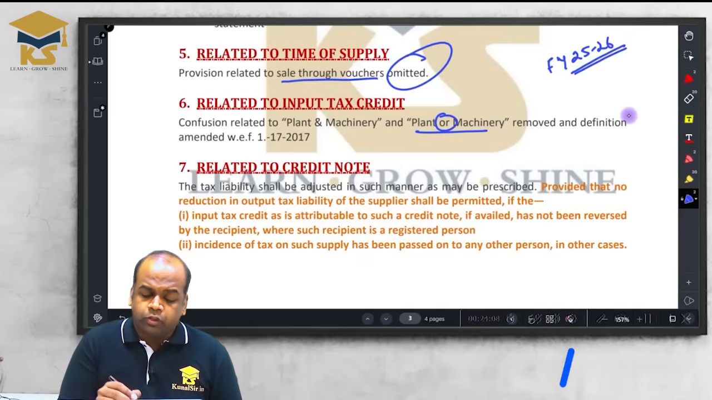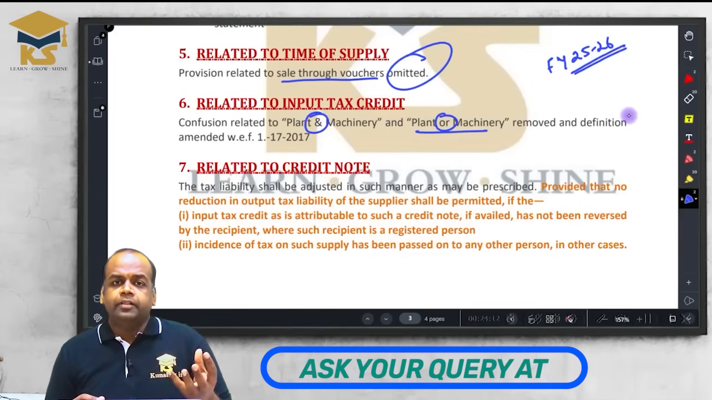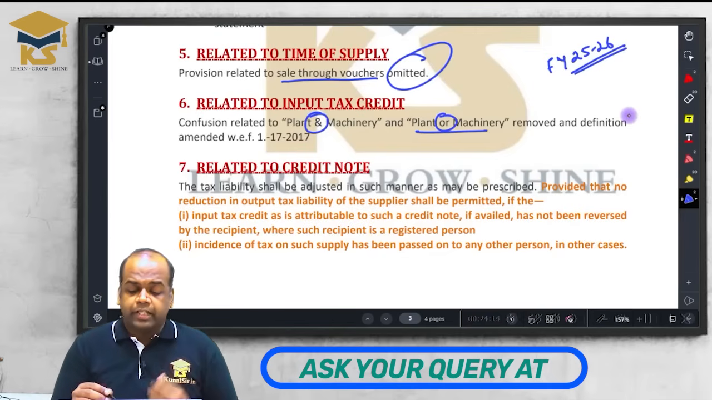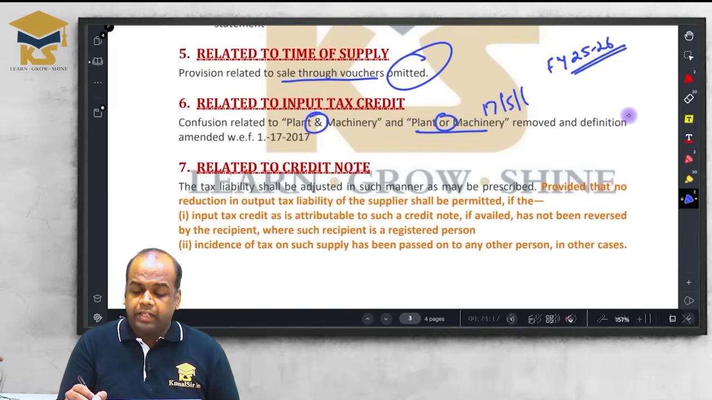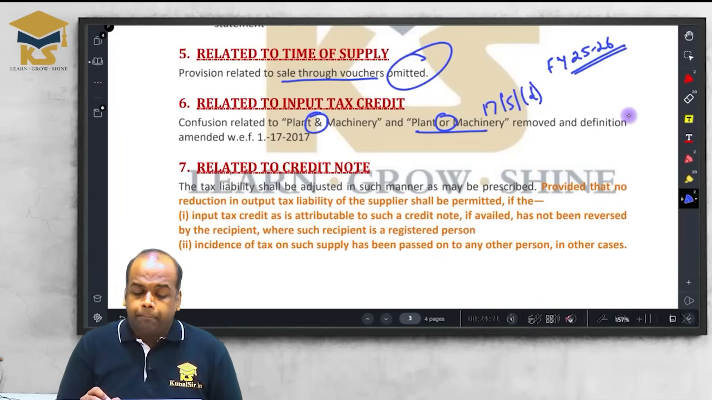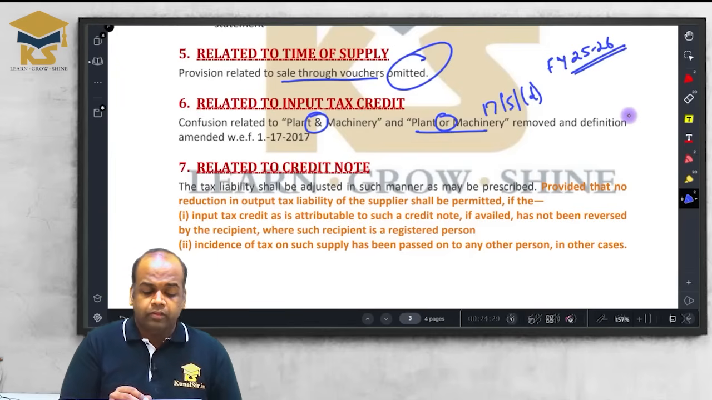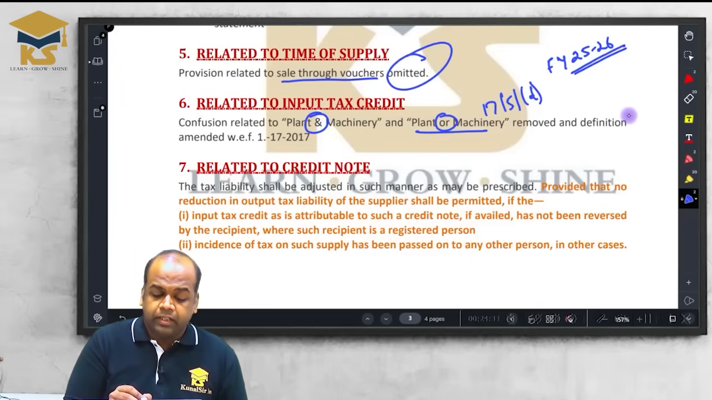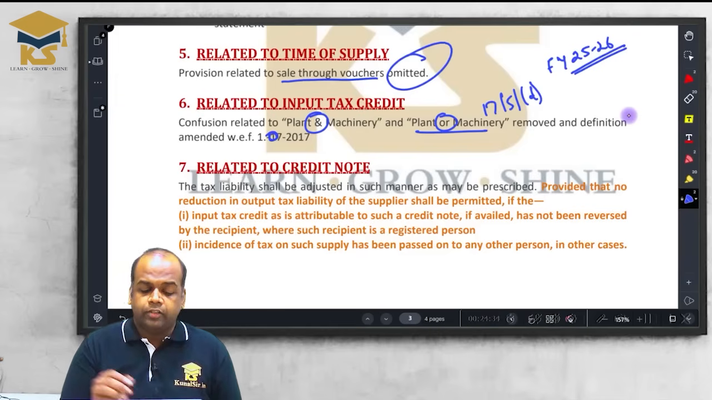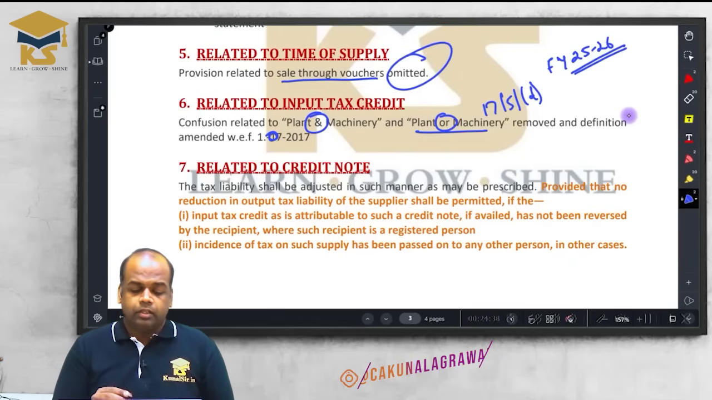Due to the confusion of this "or" and "and", so many litigations were there. So what did the government do? The government amended Section 17(5) clause (d) and replaced "plant or machinery" with "plant and machinery", and the amendment is retrospective. It's not 117, it's 17. From 1st of July 2017, it has been amended. Okay.